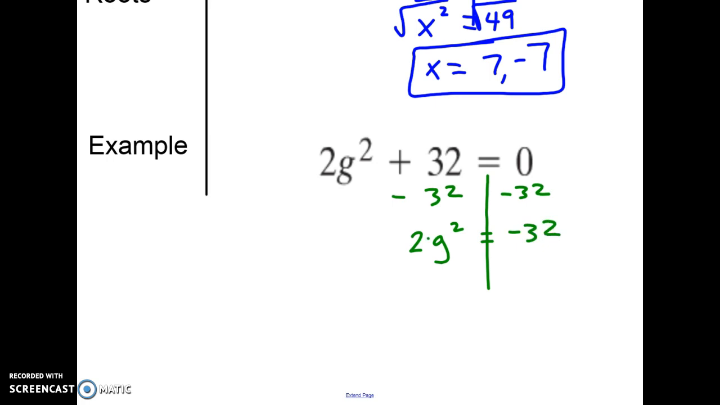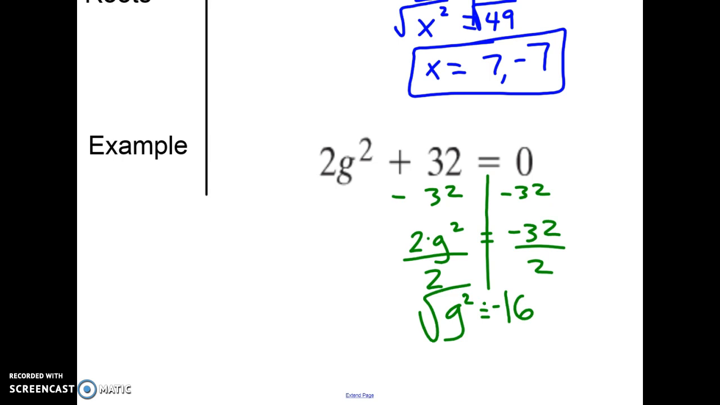Then remember, this is multiplied, 2 times g squared. So we're going to divide by 2 on both sides. So we have g squared equals a negative 16. Now, you can do this a couple of different ways. Think of a number that multiplies by itself to get negative 16.